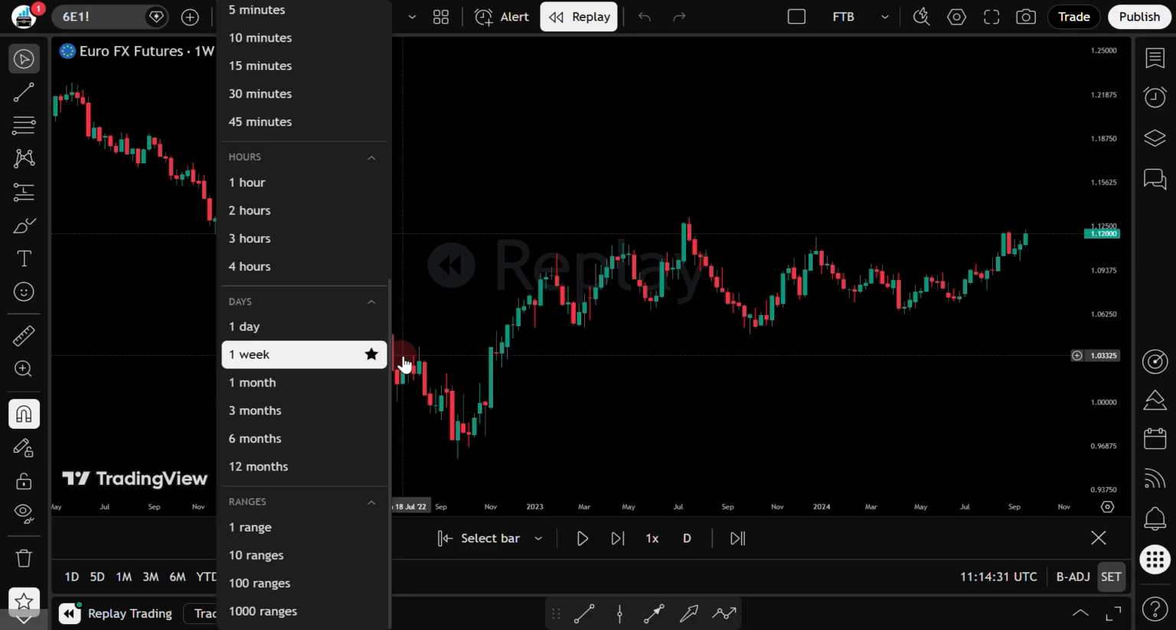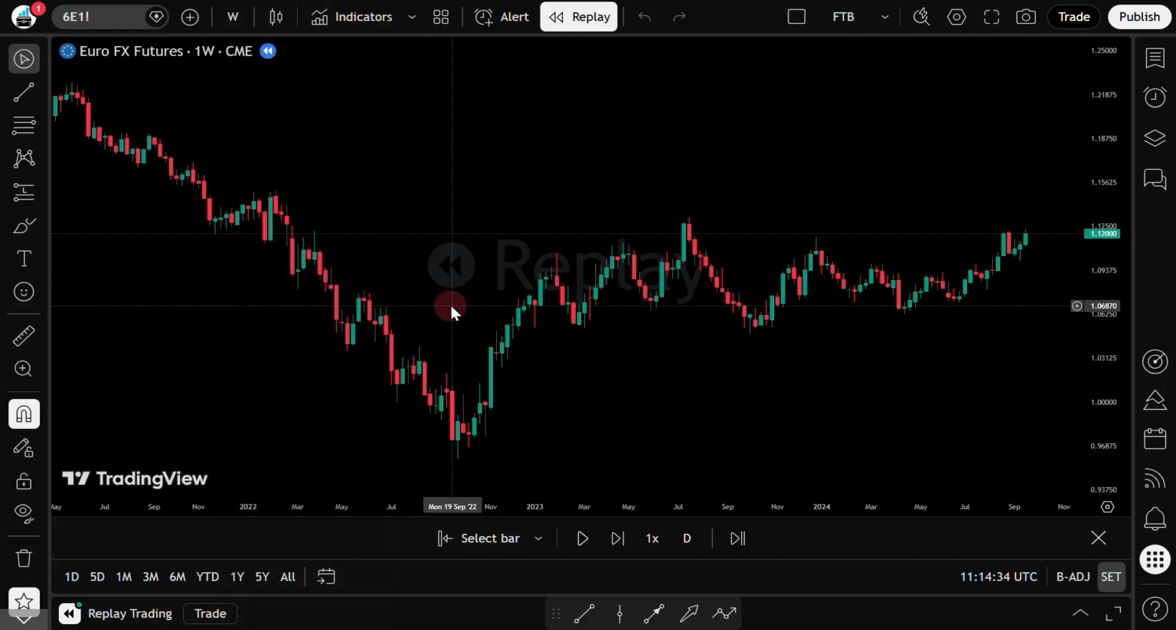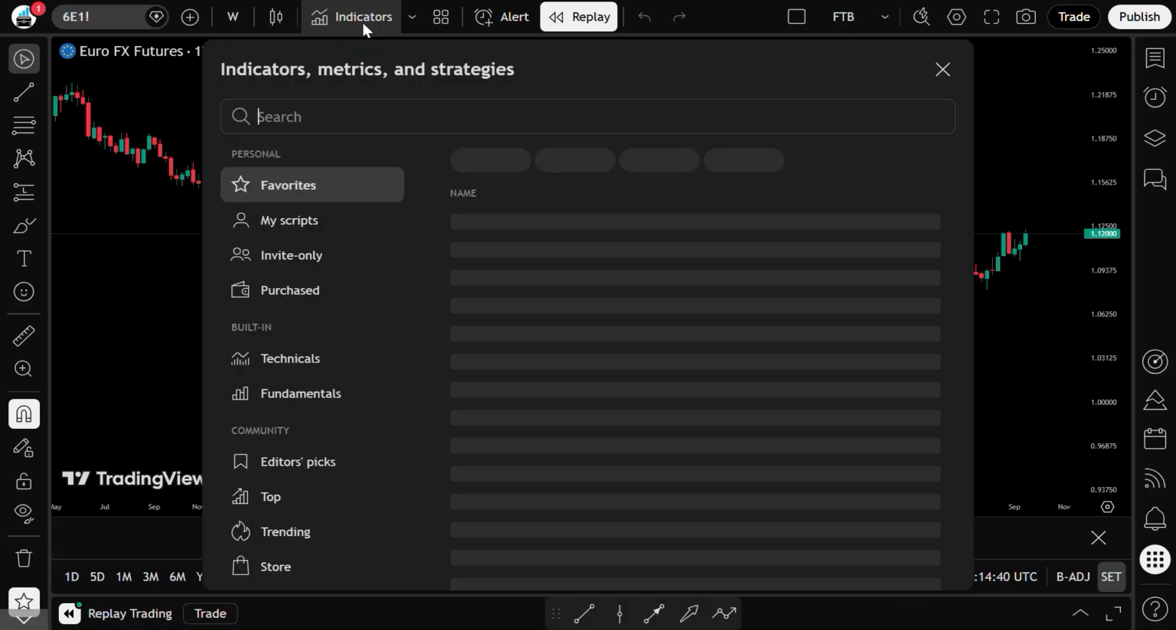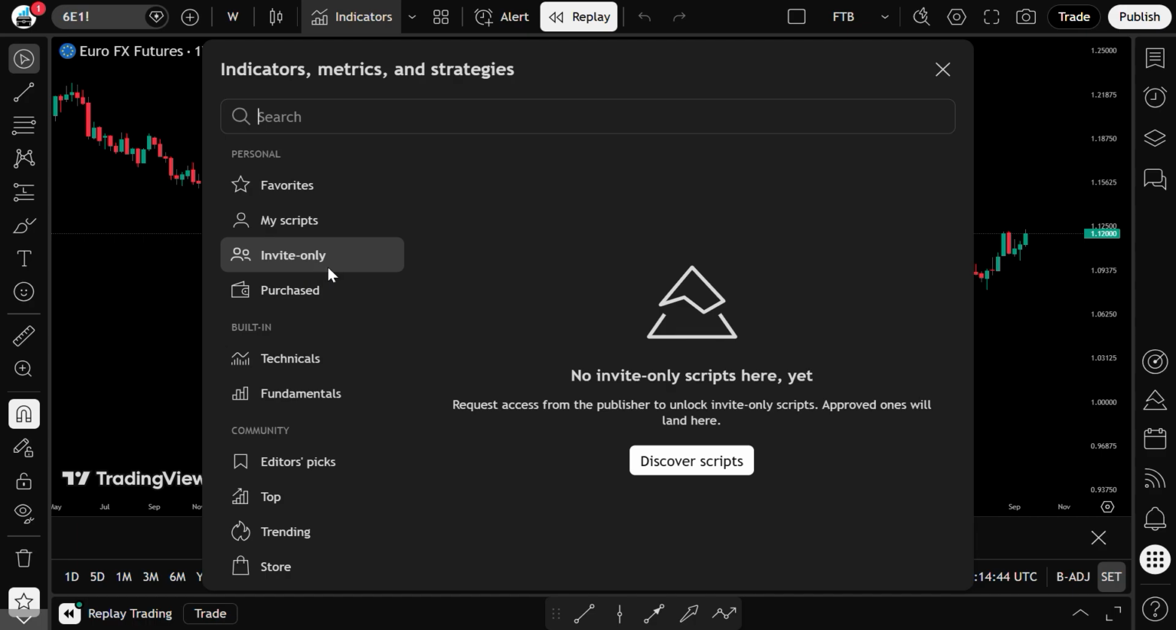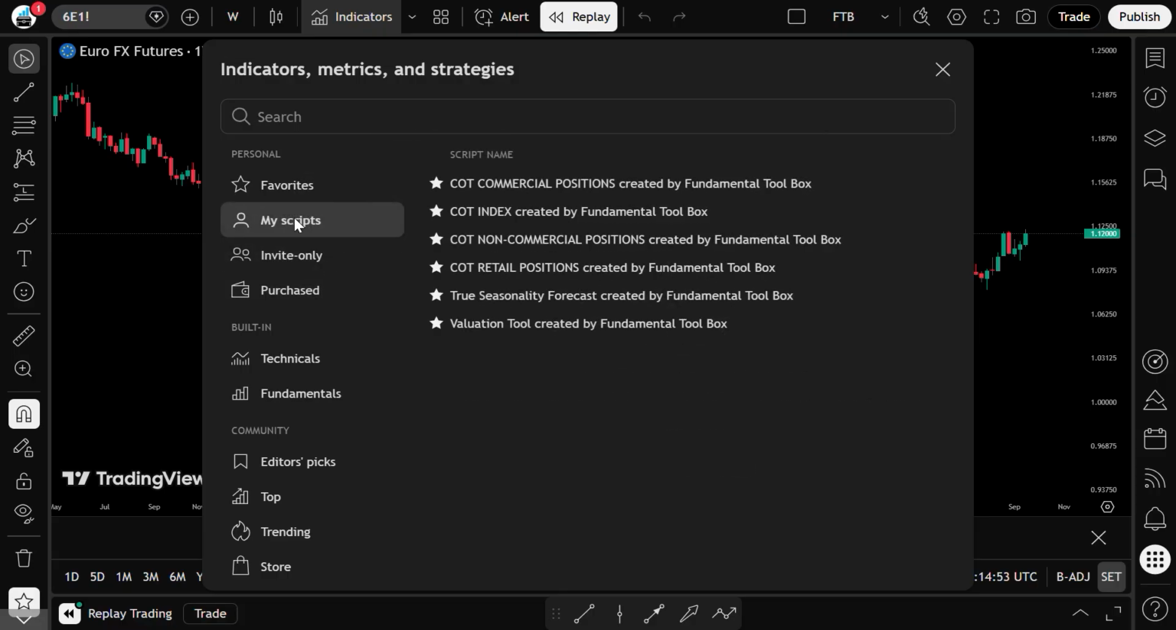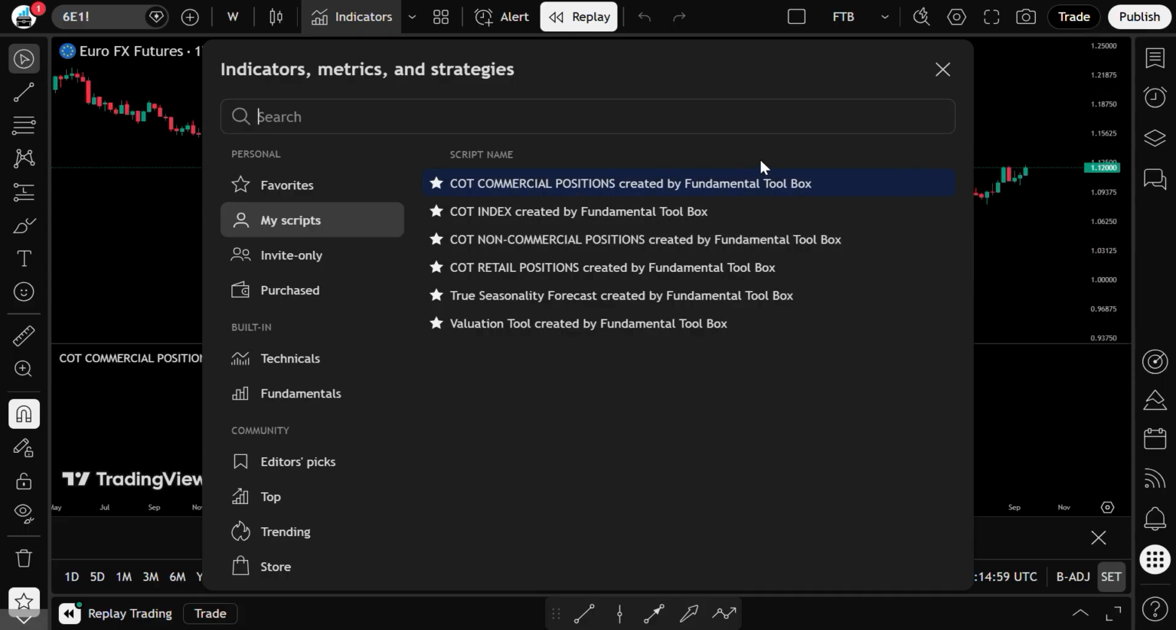Now let's add the indicator. Go to the Indicators tab on TradingView. In the left sidebar, select Invite Only. It is in this section that you will find all purchased Fundamental Toolbox indicators, and select it. As for my account, since I am the creator of the tools, I will find them in the My Scripts section. I will go ahead and select COT Commercial Positions created by Fundamental Toolbox. Once added, you will see a blue line appear at the bottom of your chart. This line represents the positioning of commercial traders.